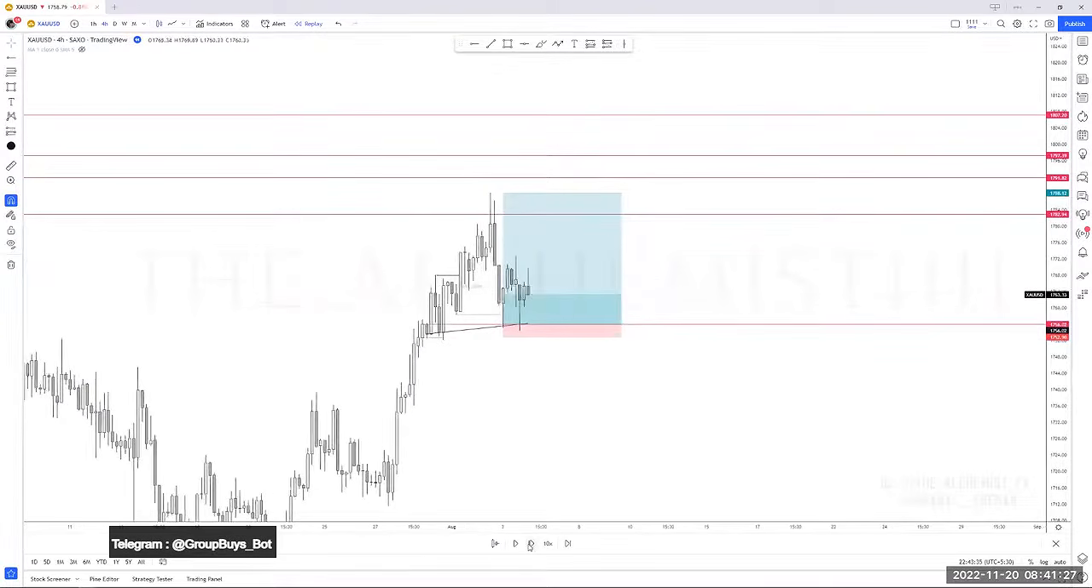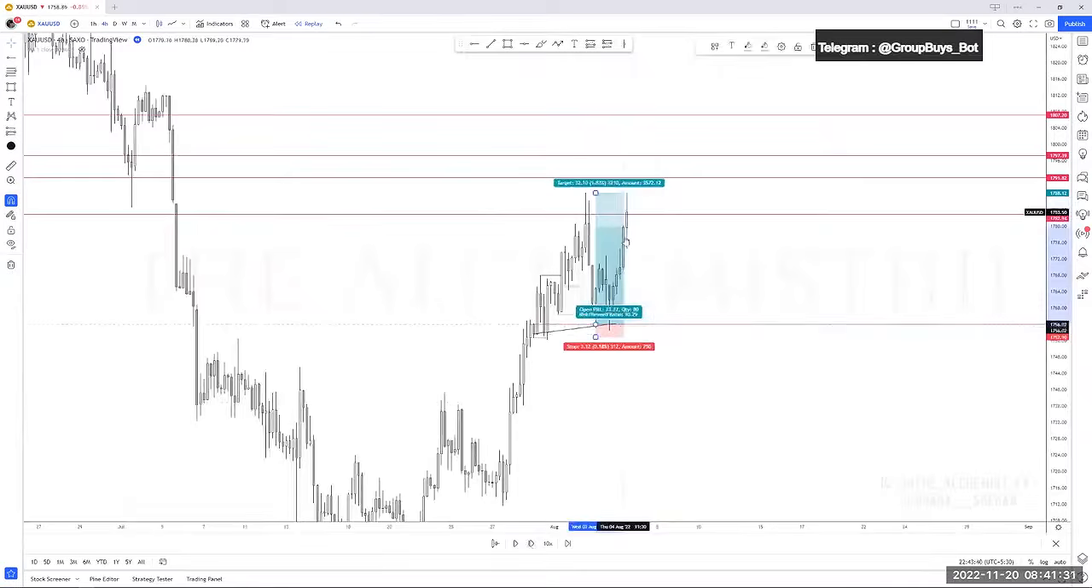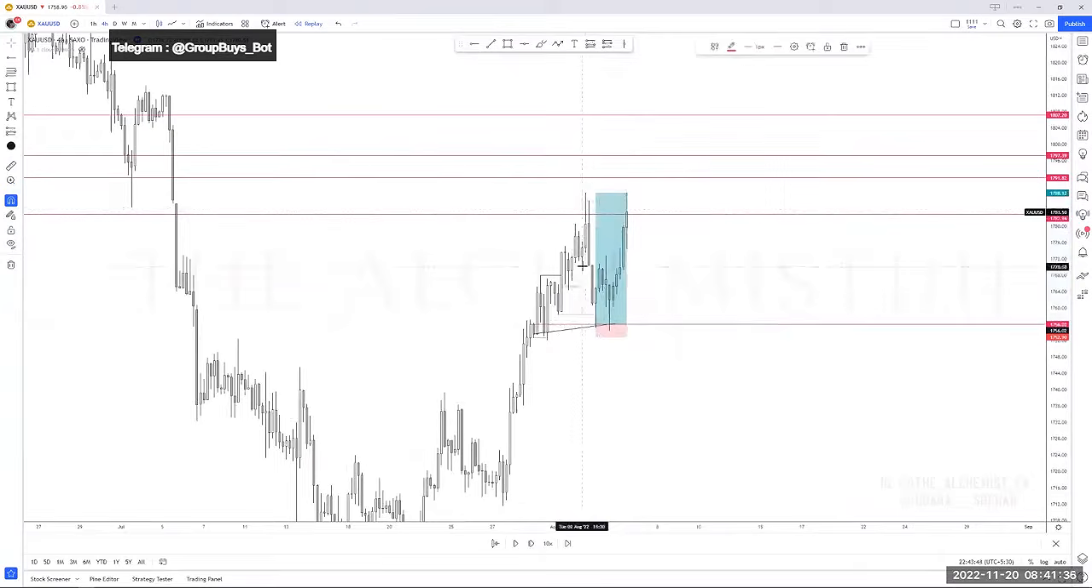Wait, don't worry. There it goes. Oh. Okay, you saw that entry, right? You saw where it came from. Why are we buying it? Because why? Even though it tapped here and broke structure, we don't care.